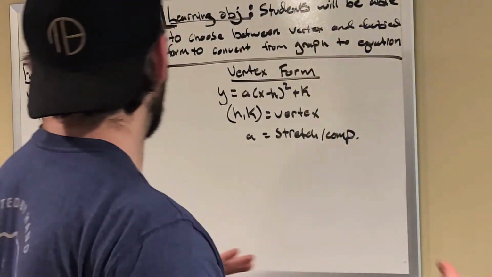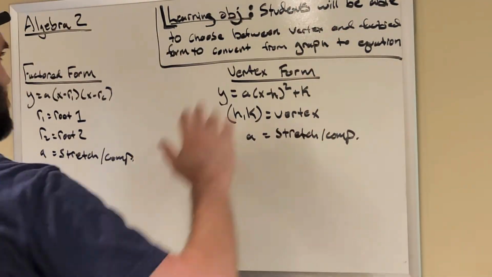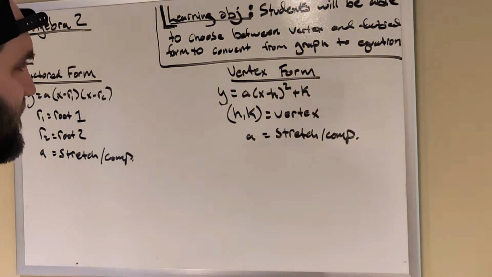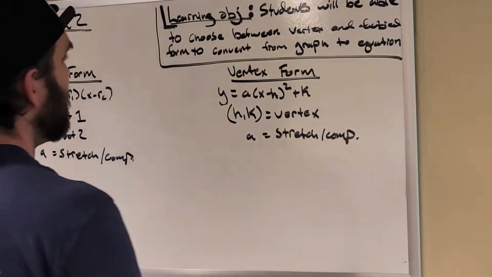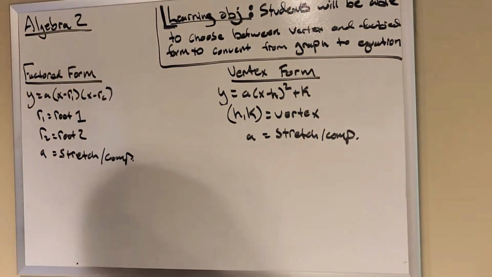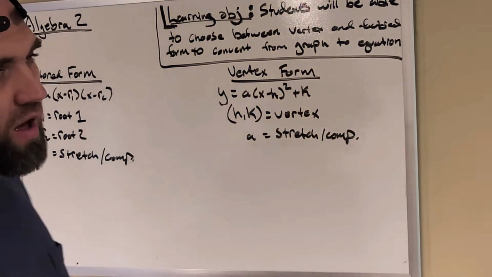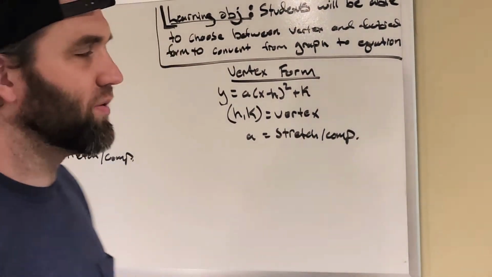Okay, so let's take a look. Learning objective up here: students will be able to choose between vertex and factored form to convert from graph to an equation. We're talking about parabolas, as we've been talking about for some time now.